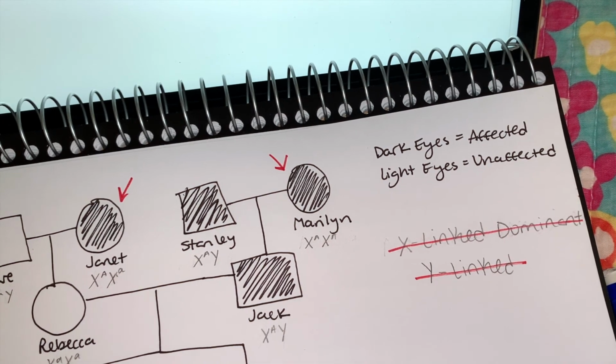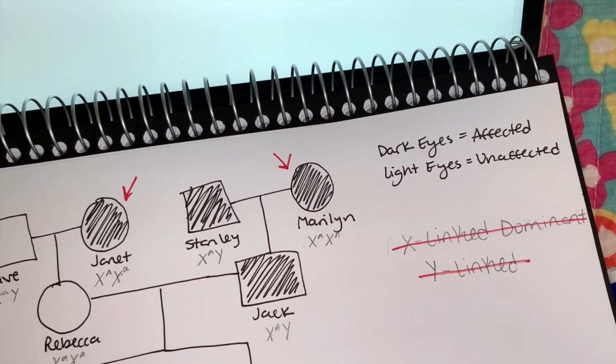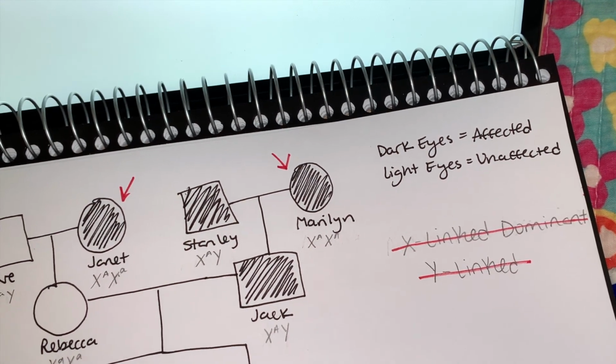Y-linked is also an impossible mode of inheritance. We know this because 2 females are affected and they have no Y chromosome.